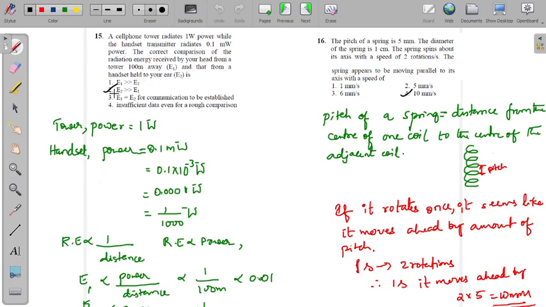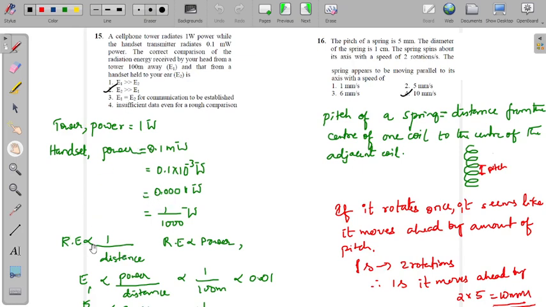So, this second option is the answer. I have tried solving this problem in this way. Tower power, first tower power is 1 watt, handset power will be 0.1 milliwatt. 0.1 into 10 to the power minus 3 milliwatt, that is 0.0001 watt. It's 1 by 1000 watt. This is just a simplification.